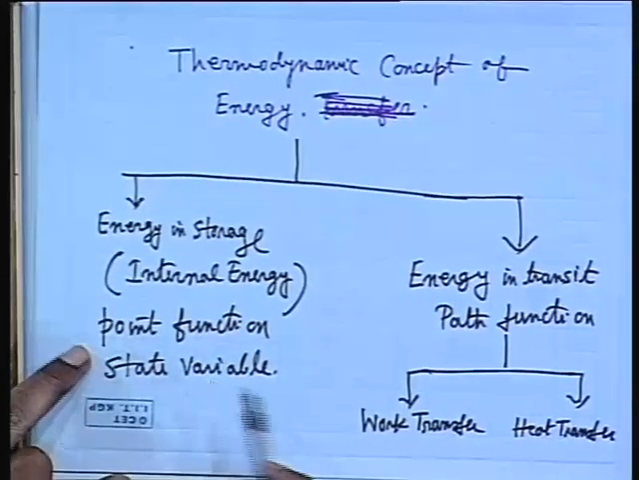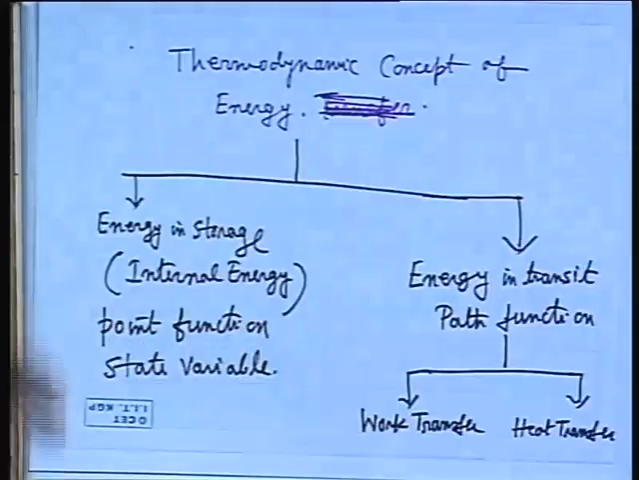So I have given the examples of energy in storage: internal energy of a system, point functions and state variables. Energy in transit only comes into play when two systems, or a system and its surroundings, interact with each other. One form of this energy in transit is heat, that is the energy in transit by virtue of a temperature difference, flowing in the direction of the negative temperature gradient, meaning high temperature to low temperature. And all other forms of energy transfer are work transfer.